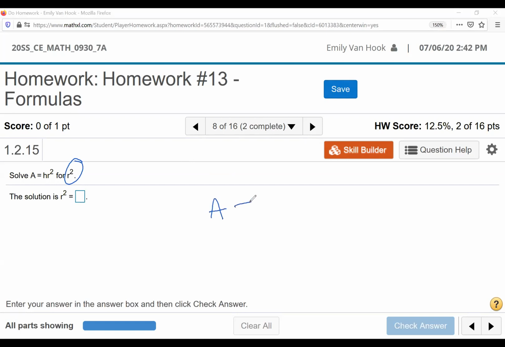So here's what we do for this one. A equals HR squared. R squared is the thing you're solving for. So all you need to do is divide both sides by H. And we're done. So R squared equals A over H.